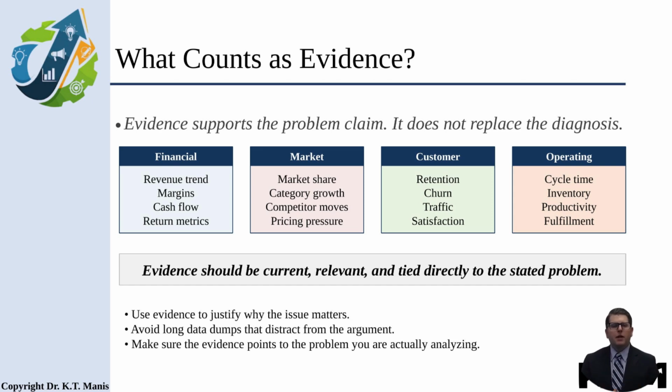Evidence supports the problem claim. It does not replace the diagnosis. Financial evidence might include revenue trends, margins, cash flow, or return metrics. Market evidence might include market share, competitor moves, category growth, or pricing pressure. Customer evidence might include churn, retention, traffic, or satisfaction. Operating evidence might include inventory, productivity, cycle time, or fulfillment. But here is the mistake to avoid. Do not dump every metric into the memo. Use evidence that is current, relevant, and directly tied to the problem you are claiming. Good evidence makes the diagnosis stronger. Random evidence makes the analysis harder to follow.